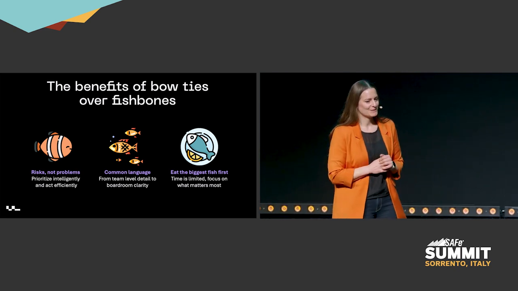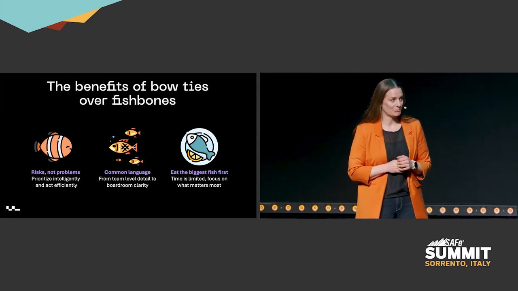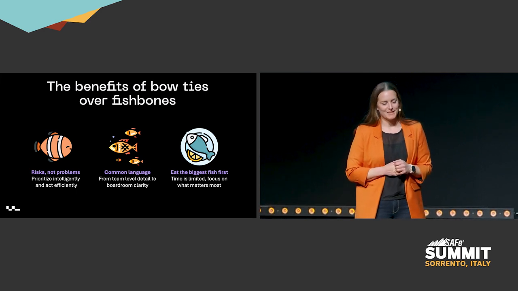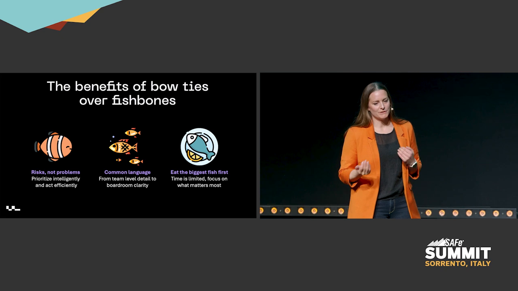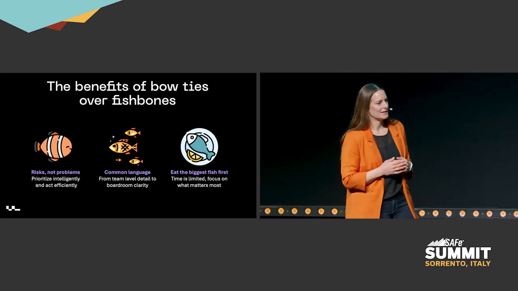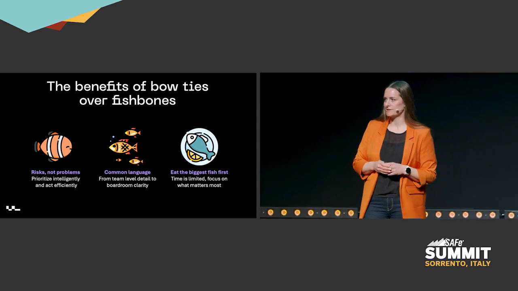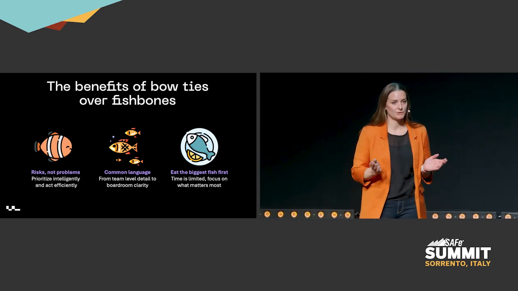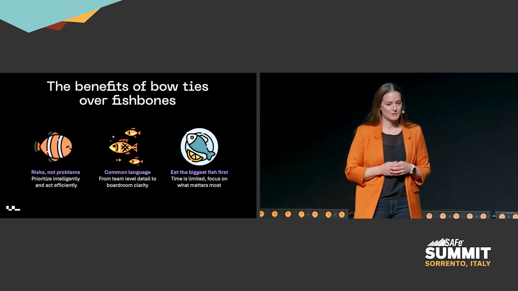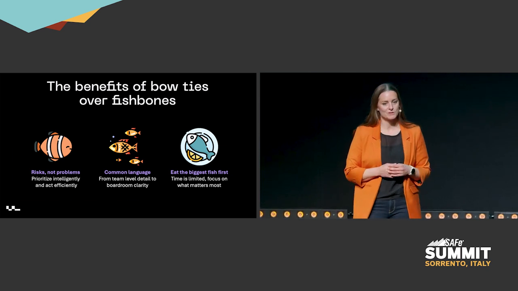To summarize, work with risks and not problems. It will increase the effectiveness of your decisions. Leverage the common language that you have in your organization. Talking about risks makes you discuss things in a unified way, and you get the right attention from the right stakeholders throughout your organization. And last, eat the biggest fish first. This is one good method that you can use to know which ones to start with.